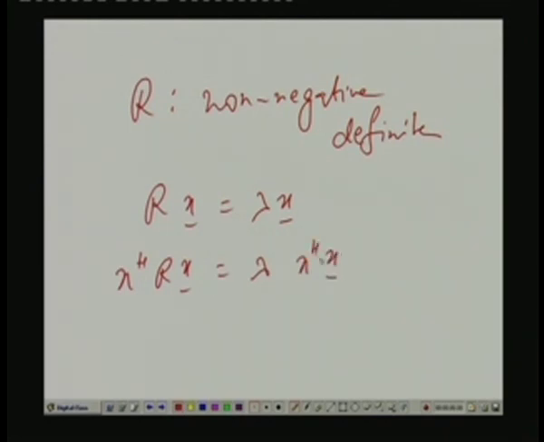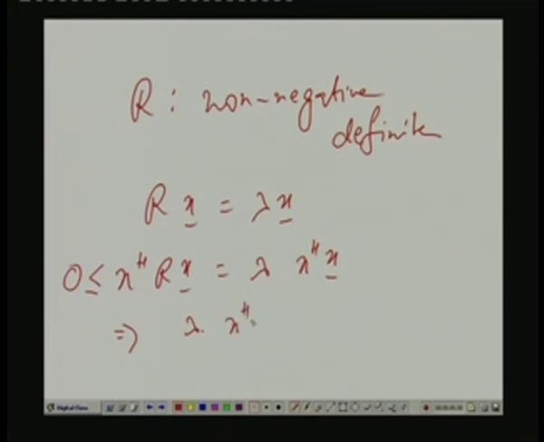Okay. Now, by definition, x is an eigenvector of R, which means x is a non-zero vector. And since R is given to be non-negative definite, any x Hermitian R x for a non-zero x must be greater than or equal to 0. Must be, yes, it is non-negative definite. If it is strictly positive definite, it is strictly greater than 0. If it is non-negative definite, it is greater than or equal to 0. Okay, which means lambda times x Hermitian x is greater than or equal to 0.